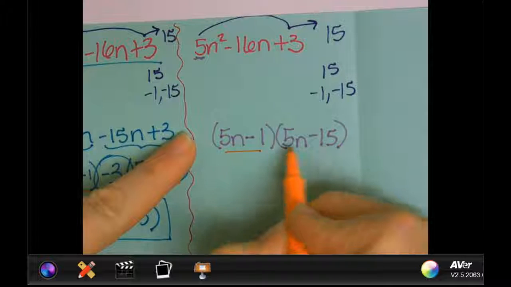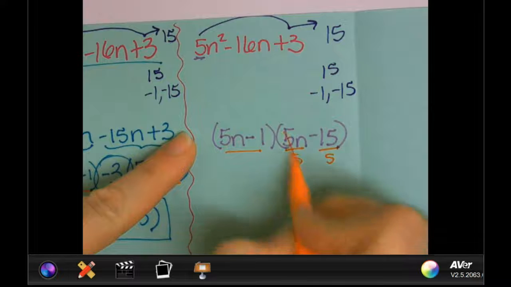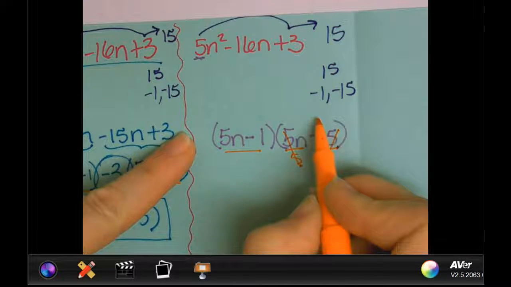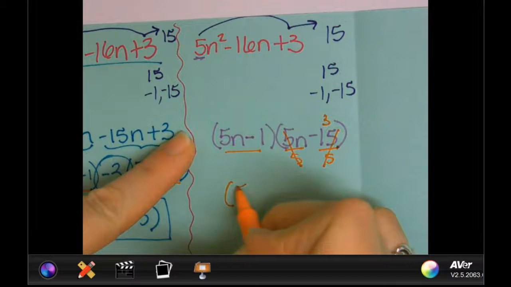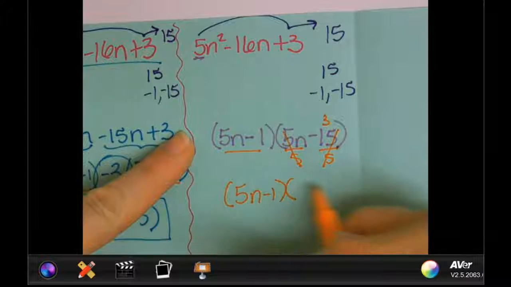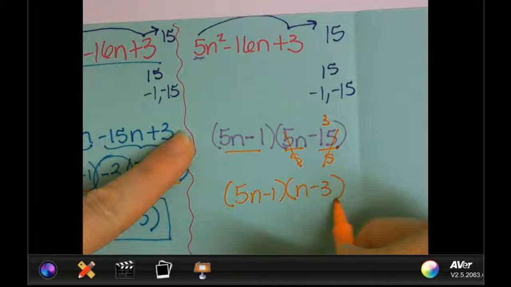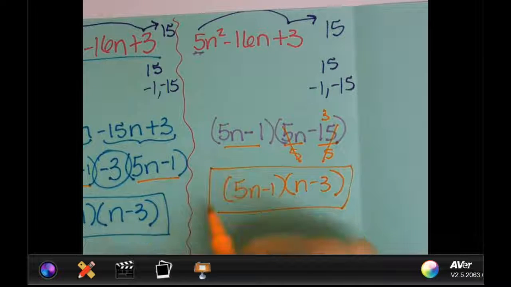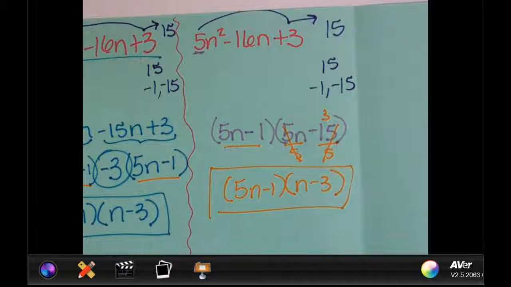Is there a common factor here? It's 5, right? I can divide them both by 5. Those cancel out. That becomes a 3. So I get 5n minus 1 times n minus 3. You get the same answer. You should, because if you don't, then they don't work. But it's just a different way to look at it.